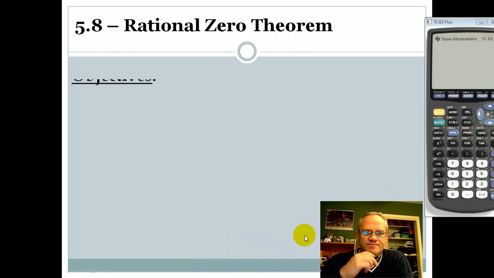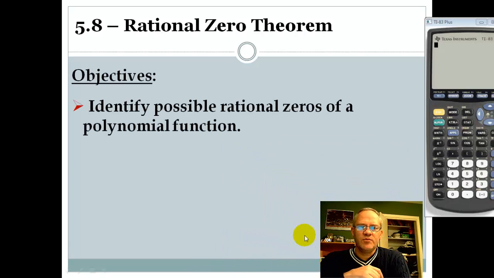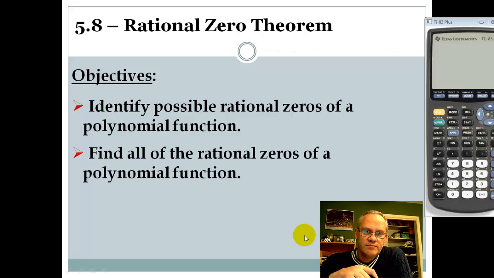So let's get started. All right, first of all, our objectives. Number one, we want to identify possible rational zeros of a polynomial function. So we're looking for what are the possibilities. There's a kind of a thing that we can go through to find out what are the possibilities. And then we want to find the rational zeros.